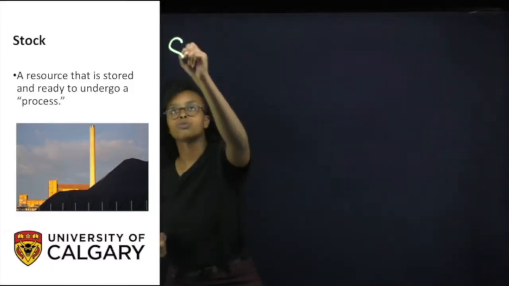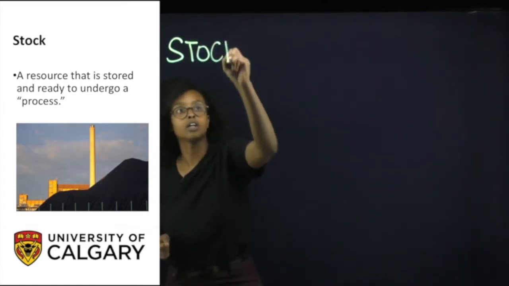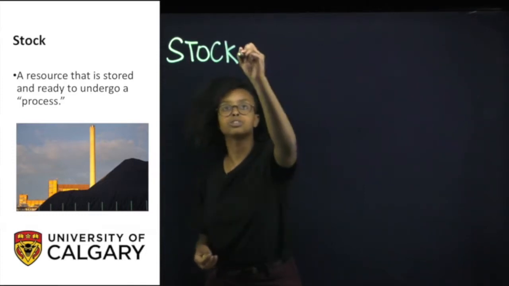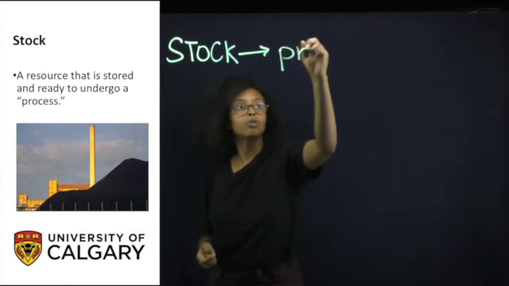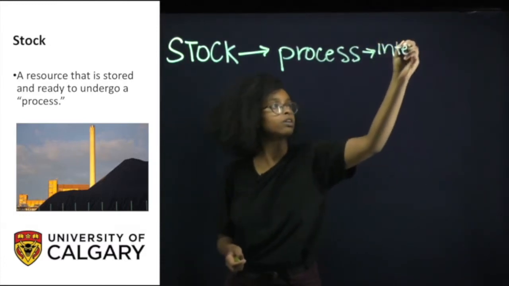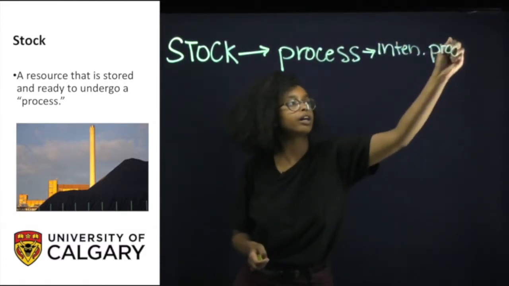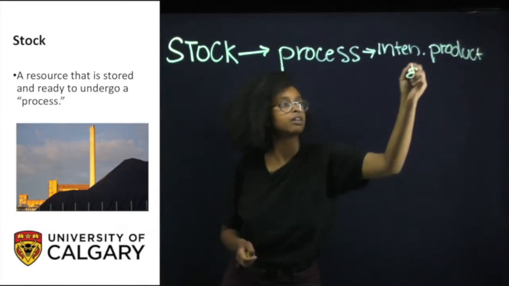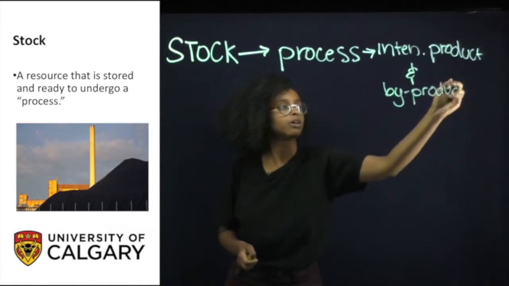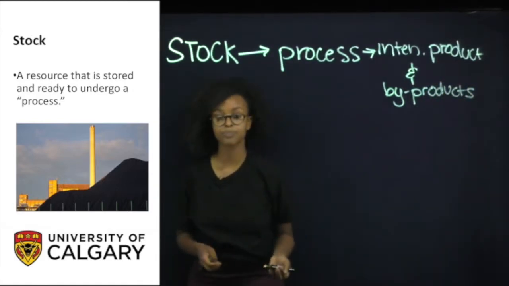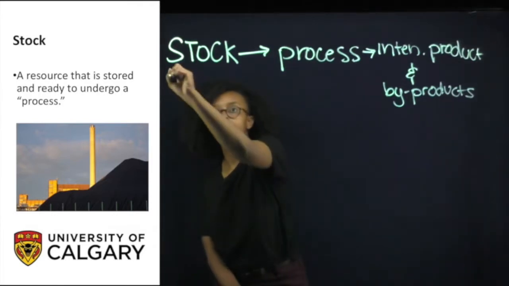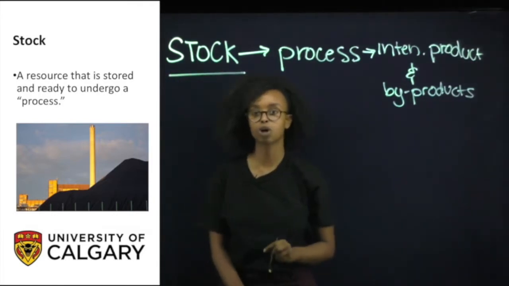So, like we stated before, stock is the natural resource that's quantifiable and ready to use for us to put in a process to create some sort of intentional product and comes along with byproducts. It's important to note that only some natural resources have the ability to be stocks.